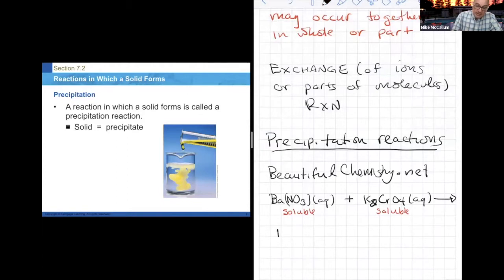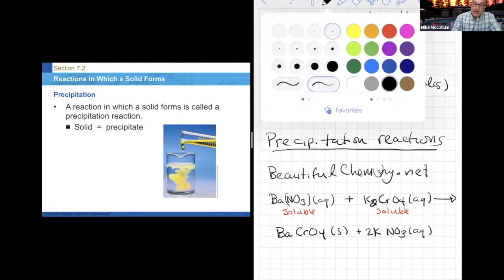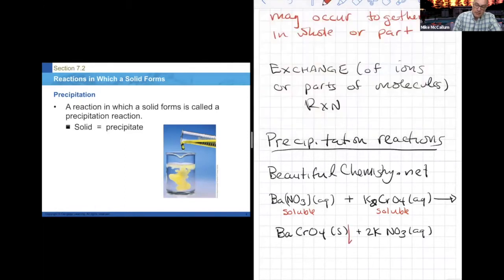And in this case, the solid is barium chromate. We write the state S, and then the other species form, in a molecular sense, potassium nitrate. And in order to balance this, we needed two. So there's the balanced reaction. Many times in this type of reaction, you draw an arrow down like this, which is supposed to show it falling out of solution, right? This is the precipitate, or in other words, the product of this reaction.